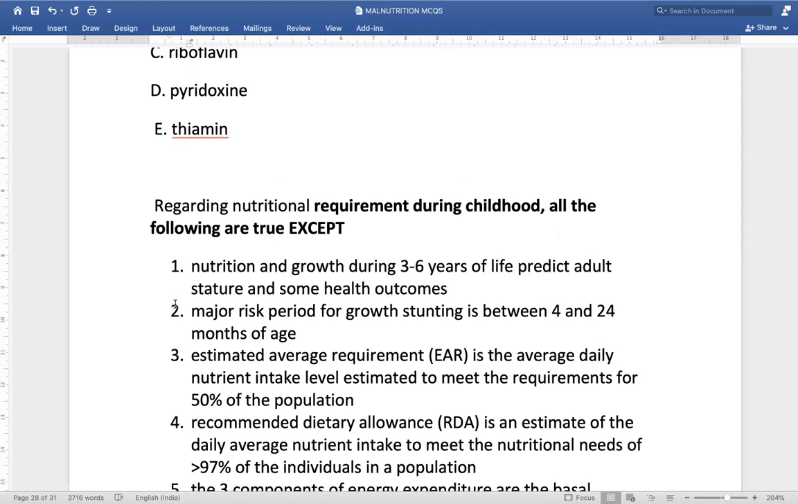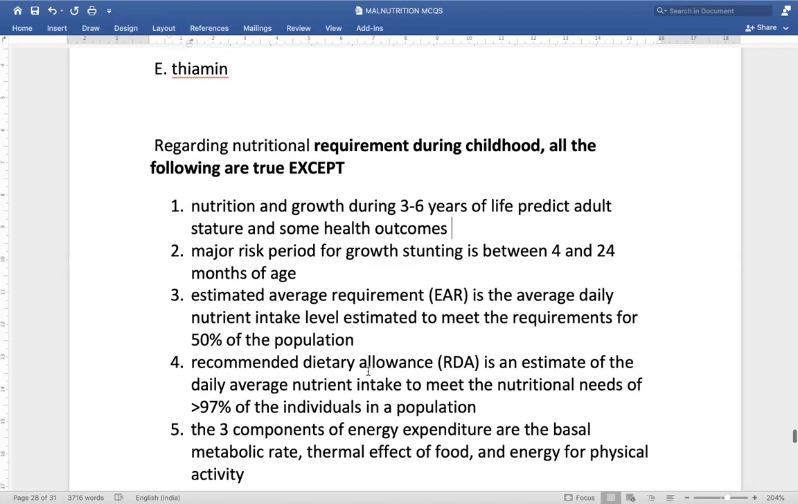This is definitely right. The major period of growth stunting is between 4 to 24 months. This is when, if any insult, malnutrition or infection occurs, there will be stunting in the child. And estimated average requirement is the average daily nutrient intake that will meet the requirements of 50% of the population. So this is also a right option. And if you give RDA, it will cover 97% of the individuals in the population. The word average itself gives a clue that it covers only 50% of the population, and 97% will be covered if you give RDA.